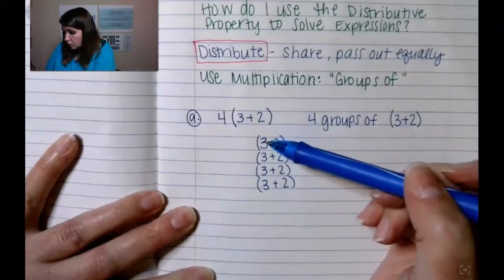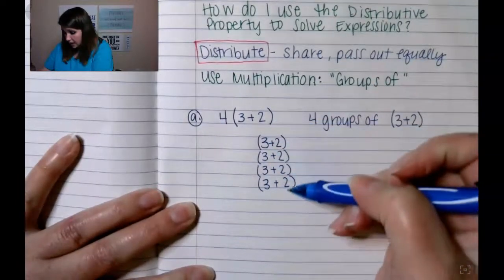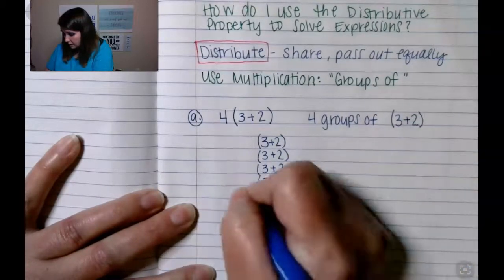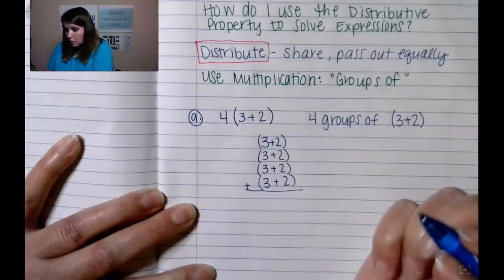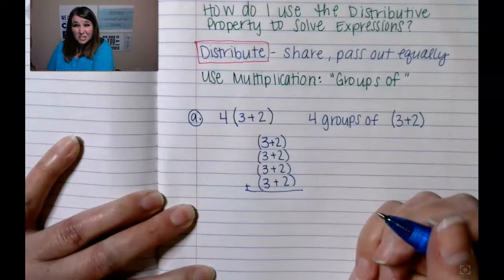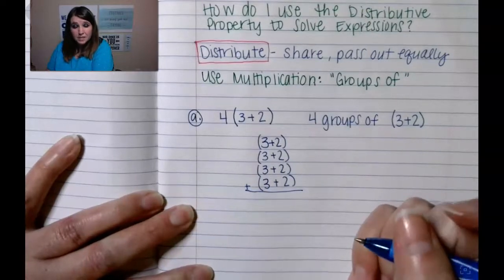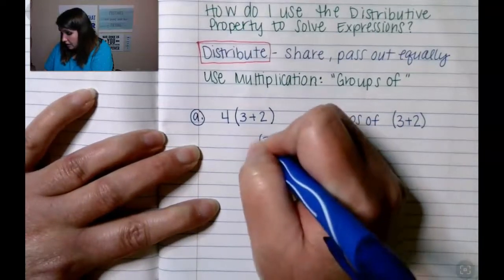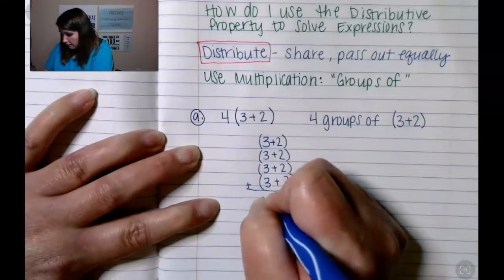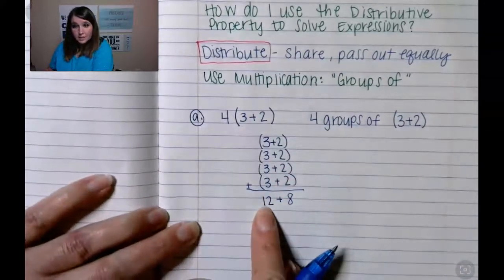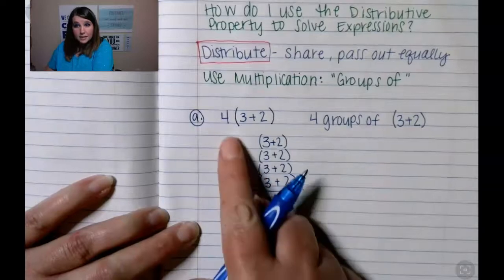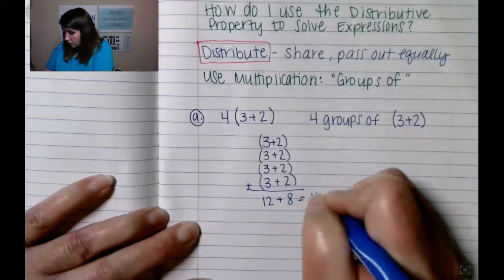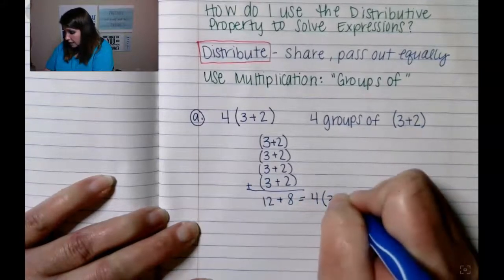So now you add going down. 2, 4, 6, 8. Because we know that multiplication is repeated addition, right? So we have 8 plus 3, 6, 9, 12. So this expression is now 12 plus 8. It's the same as this. It's equal to 4 groups of 3 plus 2.